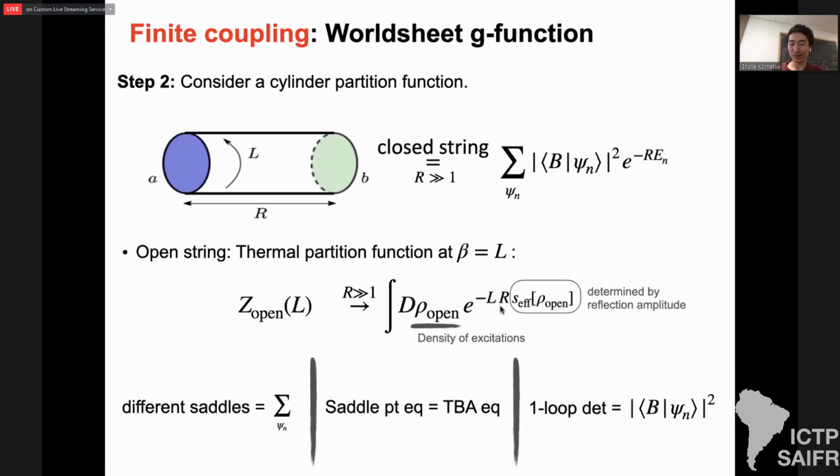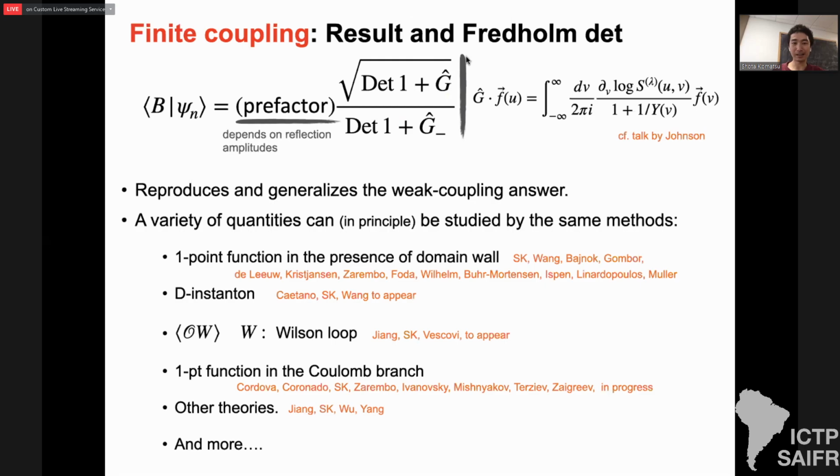And if you compare this expression against the expression coming from the closed string, you can clearly see that different saddles correspond to different closed string states, and the saddle point equation is nothing but what's called the TBA equation that I mentioned earlier. And if you carefully compare it, then you can easily see that basically the one-loop determinant gives you this factor, this overlap that we wanted to compute. So using this strategy, we can just compute it. And the final answer is given by some kind of ratio of Fredholm determinants.